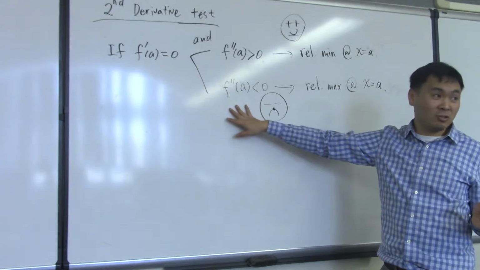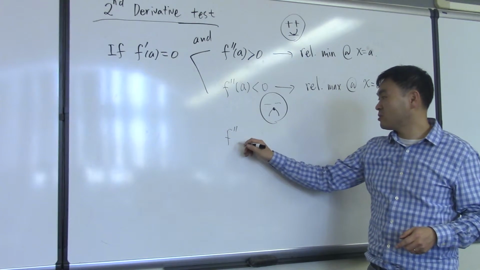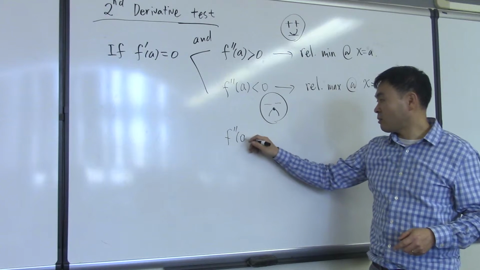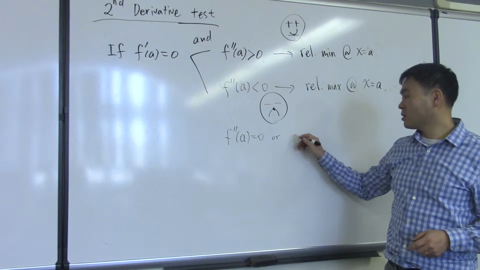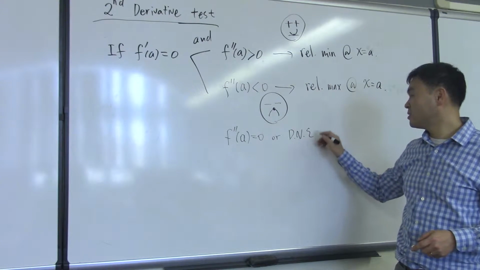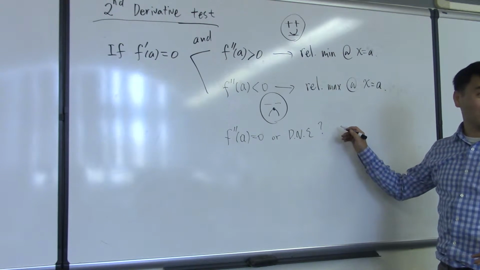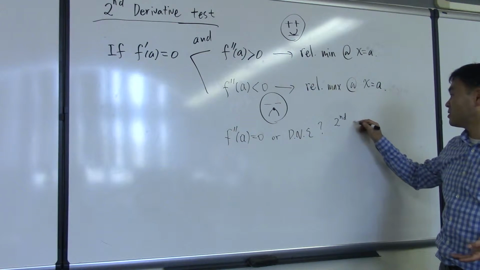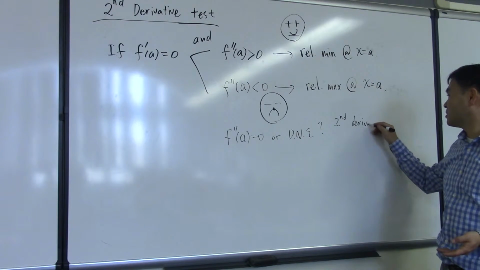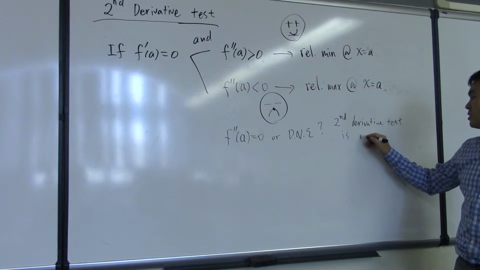However, there's one limitation to this. What happens if f double prime of a is 0 or does not exist? Then this second derivative test can't give you an answer. The test is inconclusive.